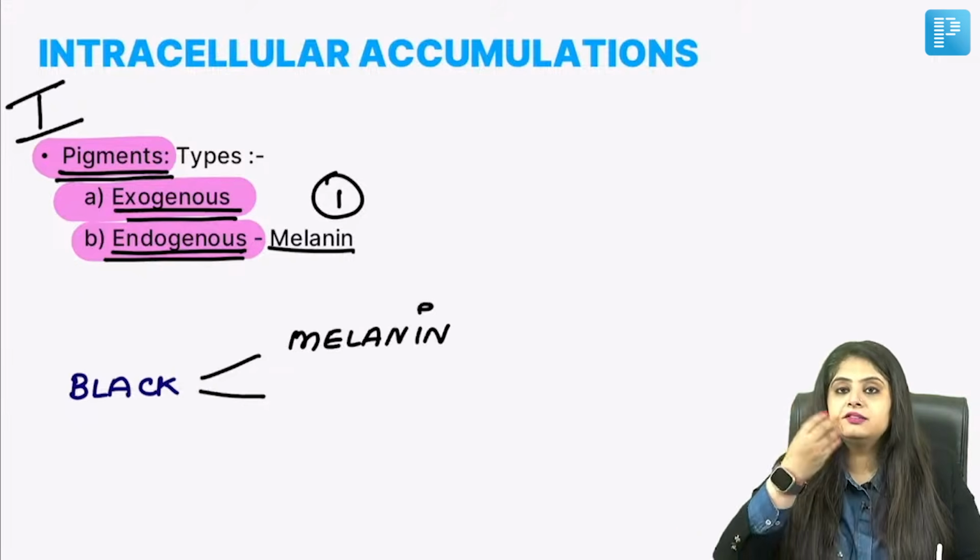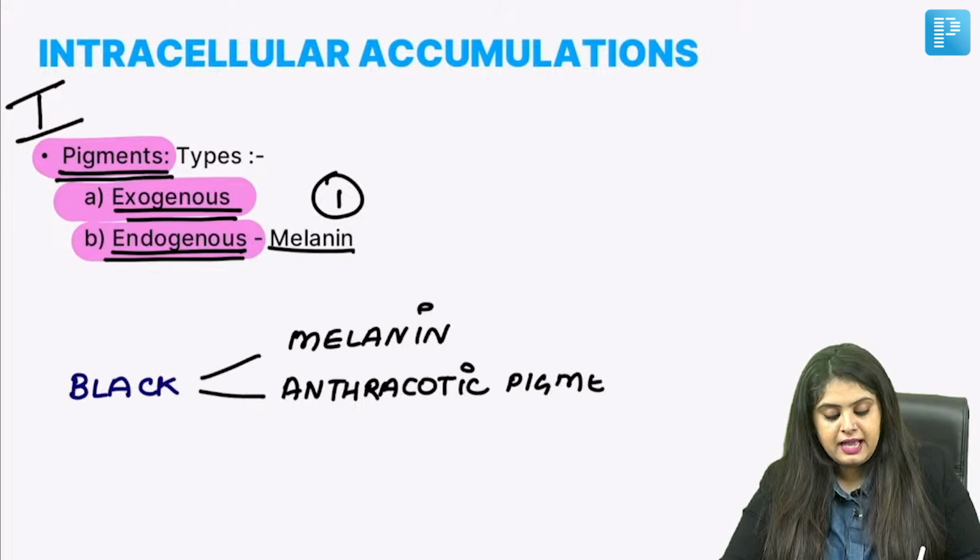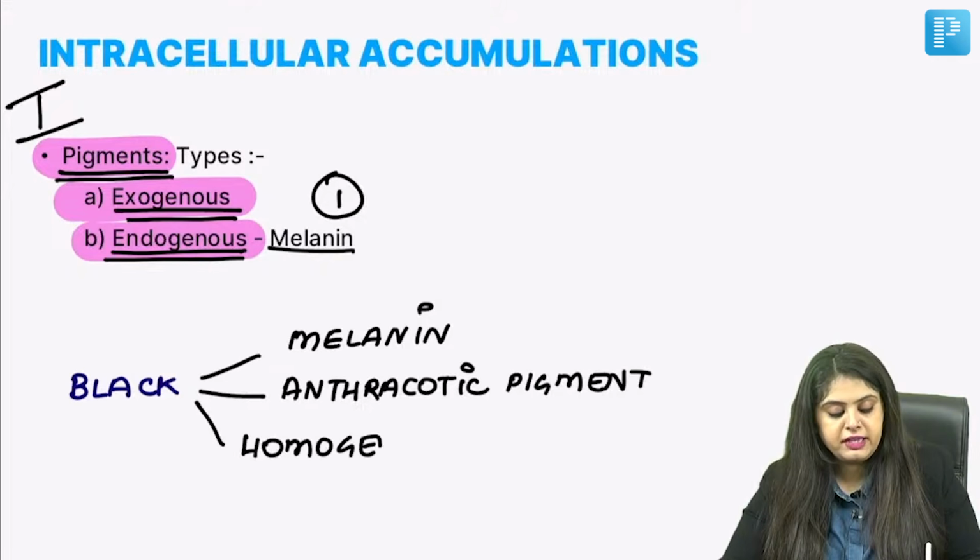Second, the lungs getting black. What was that pigment? I won't call it carbon. I will call it something else. I will call it anthracotic pigment. And lastly, if someone has alkaptonuria, then homogentisic acid is also going to be black in color. These are the three black color pigments.